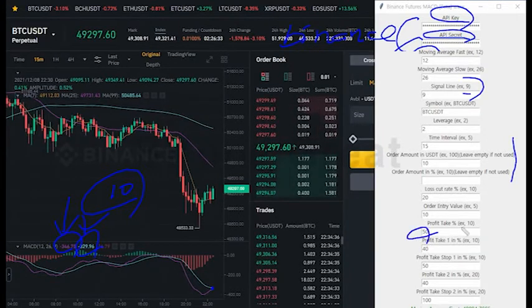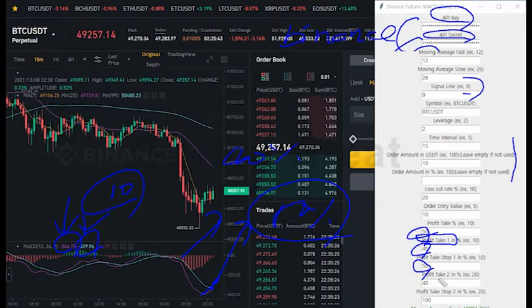The profit take percent: let's say you enter here and your profit goes above 50%, then this program will close your position to secure the profit. And profit take one is for the profit take strategy. If you set profit take one to be 40, then once your profit rate reaches 40, this program will clear 50% of your position to secure the profit.